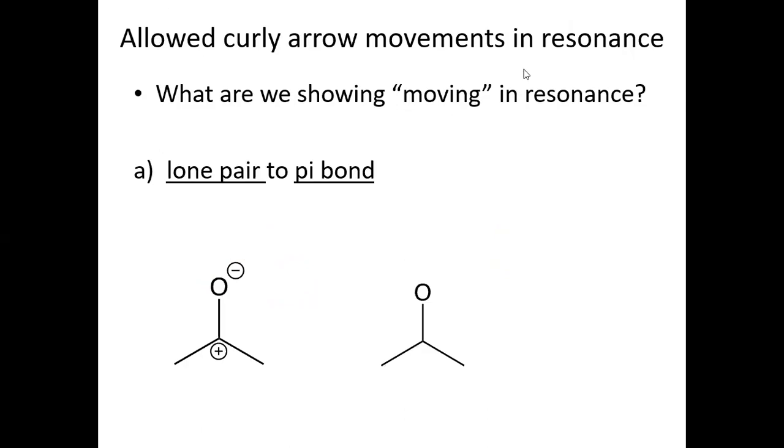Now, allowed curly arrow movements in resonance. What are we showing moving in resonance? In this case, we had the lone pair move to a pi bond, right? So we are showing electrons moving. Don't forget, we're always showing the electron movement. In the example we just did, we had that lone pair, and then we formed the double bond. So we went from a lone pair to a pi bond.